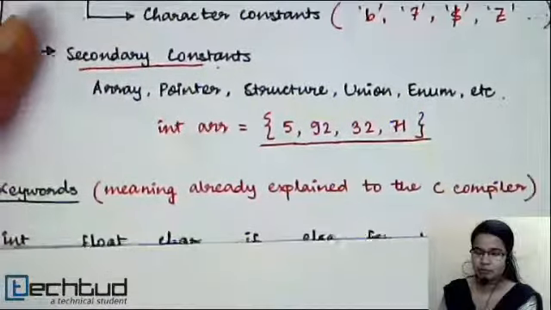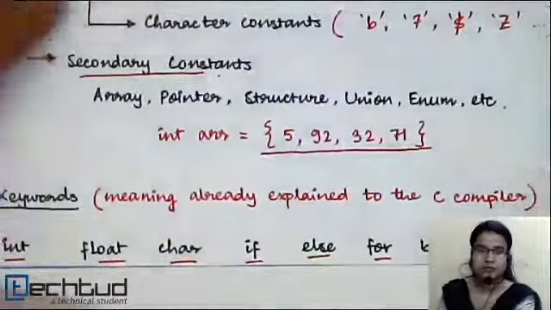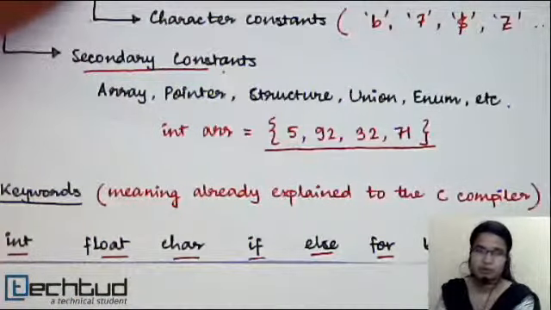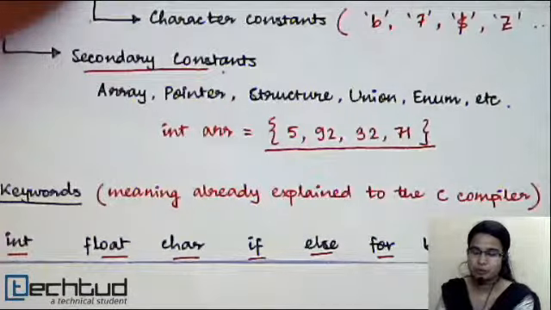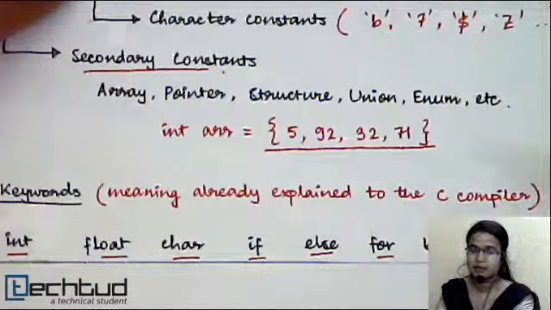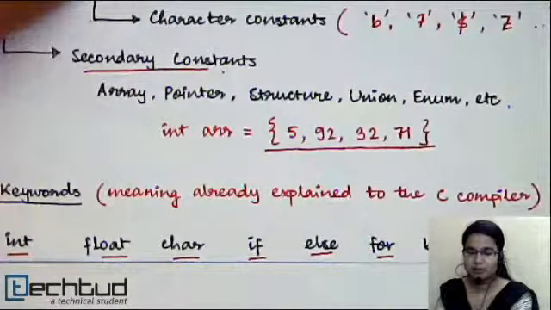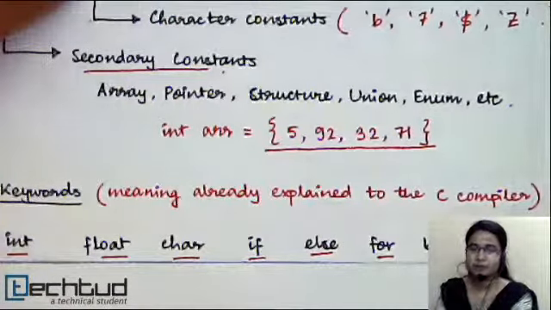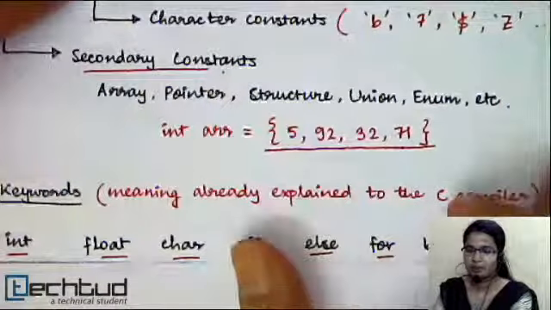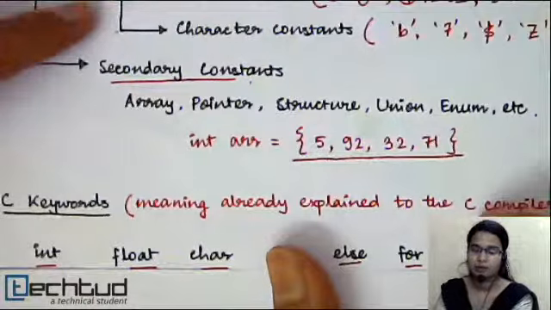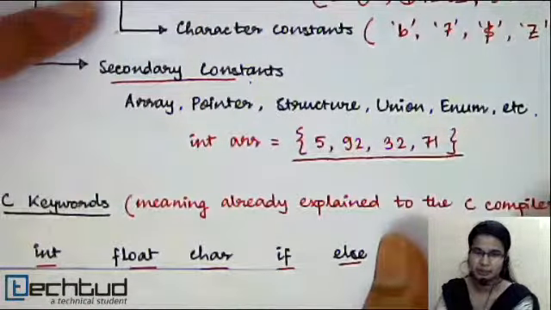And in keywords we have a total of 32 keywords. We have seen a few examples of them. The meaning of these keywords is already explained to the compiler, so we need to remember that we cannot use these keywords for any other use. Like we cannot use these keywords as a variable name or something like that. We will cover variables and how to form variable names in the next lecture.